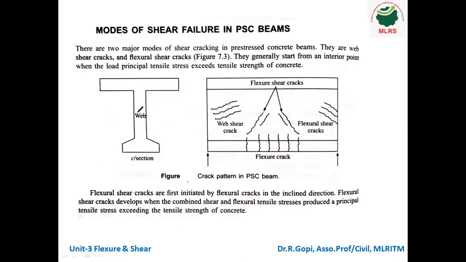Consider this is a T-beam. Most of the pre-stressed concrete members are like this only: a flange and web, with top flange, bottom flange, and web. This is the cross section and this is the longitudinal section. If a live load is applied externally, the cracks will develop like this. This is the top flange and this is the bottom flange.